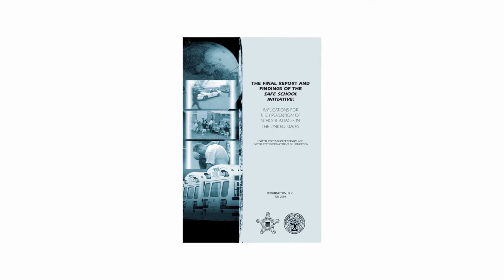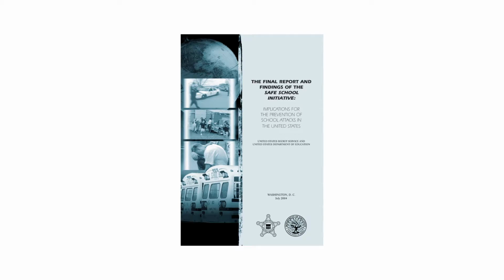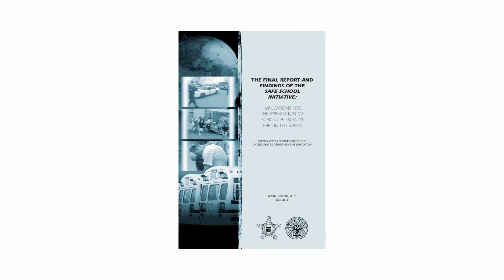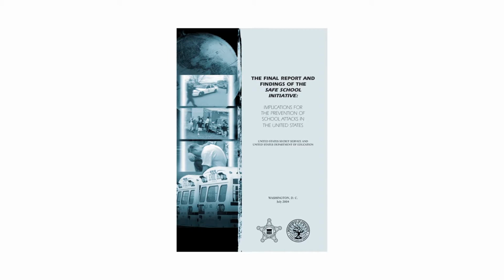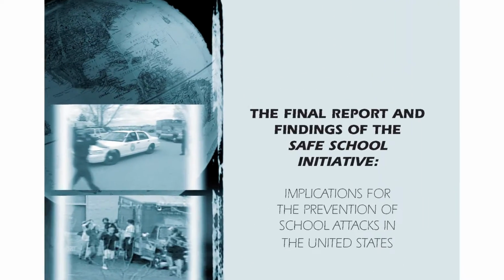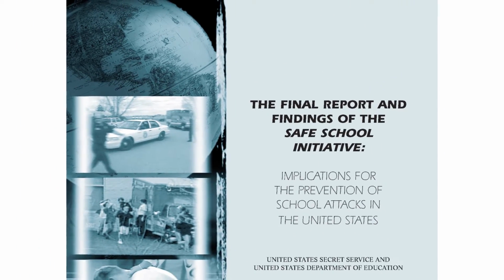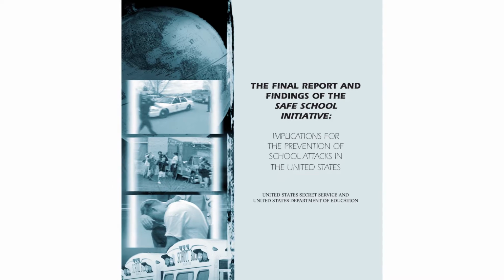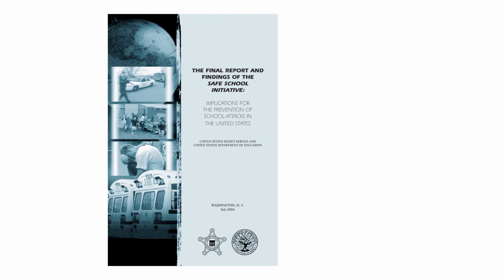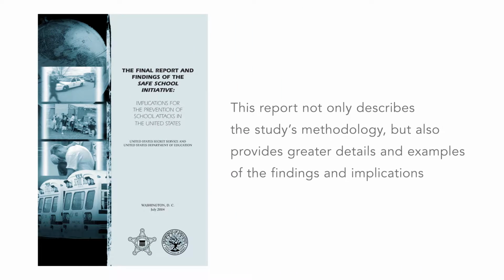In the training, an instructor described how the approach to threat assessments is based partly on findings from SSI. If you would like to learn more about why and how threat assessments can help prevent targeted violence in schools, you can read The Final Report and Findings of the Safe School Initiative: Implications for the Prevention of School Attacks in the United States. This report not only describes the study's methodology, but also provides greater details and examples of the findings and implications, such as what pre-incident behavior caused concern to others.